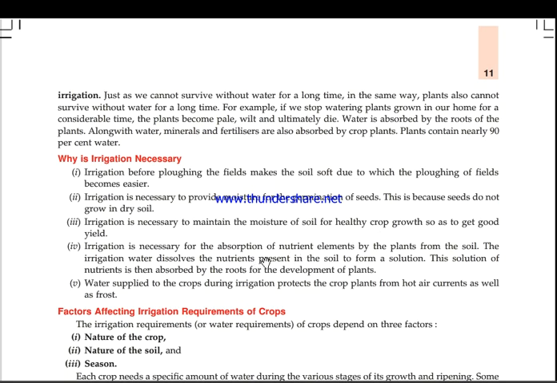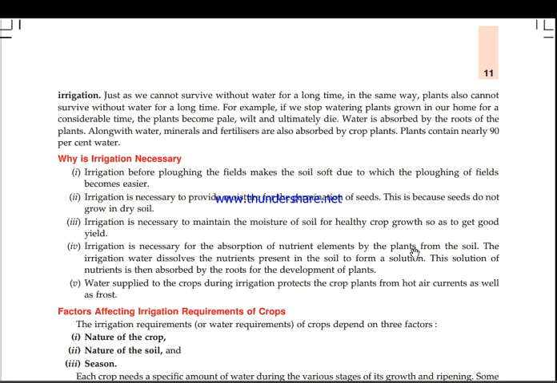Irrigation also provides the necessary environment for the absorption of nutrient elements which are required for a plant crop to grow, because nutrients dissolve in water which is present in soil, and a solution of nutrients is easily absorbed by the roots of the growing plants, and the growing plants easily receive soluble nutrients, and they utilize these nutrients for their growth.